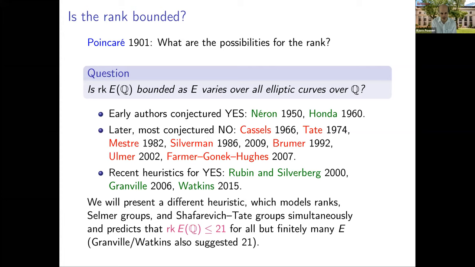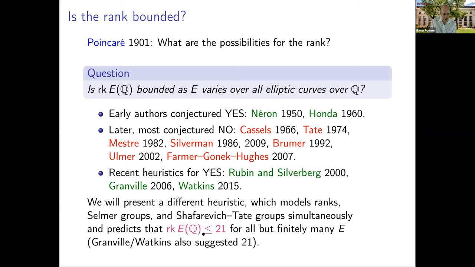And mysteriously, it turns out that our heuristic also leads to a prediction of 21 as an upper bound. Well, not a strict upper bound, since there are in fact some elliptic curves known that have rank greater than 21. But the prediction that comes out of this heuristic is that there are only finitely many elliptic curves that exceed this bound of 21.